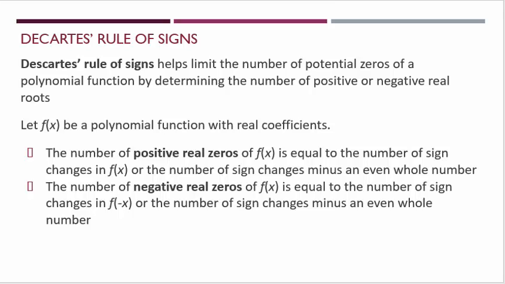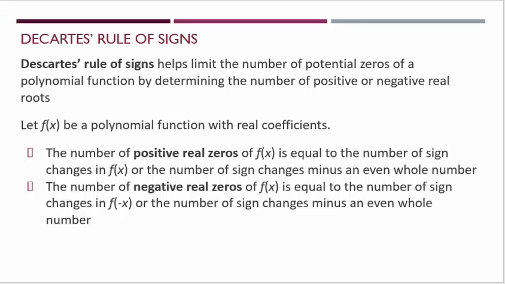So let's take a look at Descartes' rule of signs, which helps us to limit the number of potential zeros of a polynomial function by determining the number of positive or negative real roots. So, for example, if f of x is a polynomial function with real coefficients, the number of positive real zeros of f of x is equal to the number of sign changes in f of x, or the number of sign changes minus an even whole number.